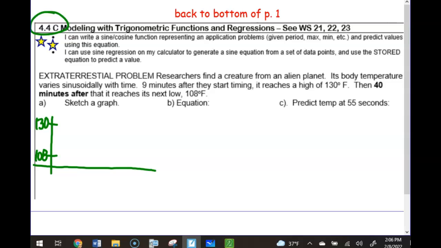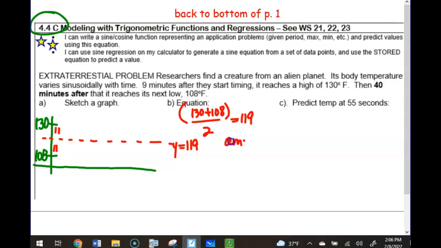Sean is over here calculating what, Sean? Midpoint, which is 119. Okay, so he averaged those 130 and 108 and divided by 2 and got 119. So that's our midline. This is a total distance of 22. Yes, guys? So 11 to the midline and 11 this way. Total of 22. Puts that at 119. And what's our amplitude then? It's 11. Okay.